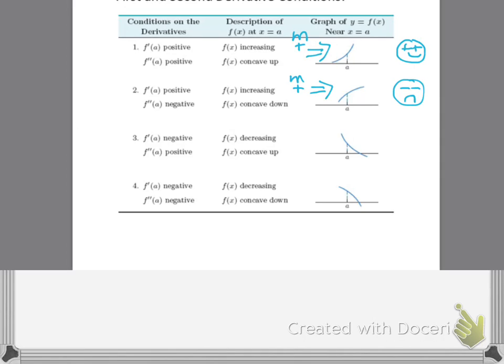What if my first derivative is negative? That means my slope has to be negative, but my second derivative is positive, so my concavity is concave up. That's an example of that scenario. And the last one is both derivatives are negative at A. If they're both negative, my slope is negative, and my concavity is concave down, and that's what that looks like. So go through that, and make sure that you could recreate this kind of table if asked to.